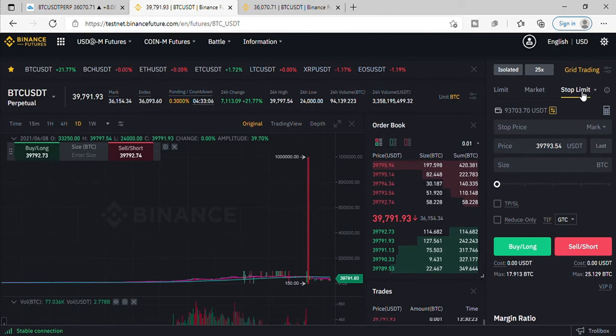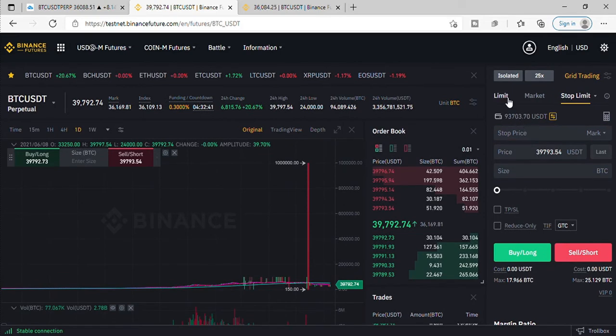And then there's stop limit. Now I'm just going to cover limit and market for today. I'll make another video for stop limit because it's a bit complicated, and I myself don't really use it as much. Since I've started trading, I've just been using limit and market sometimes, but I mostly use limit.